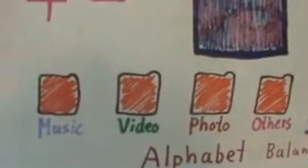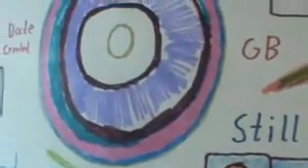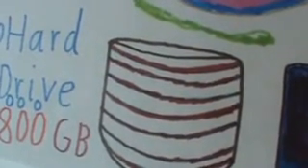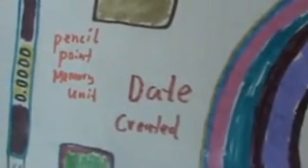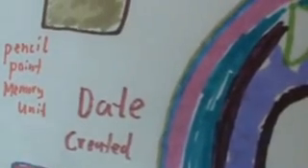But a lot of times the files would seem familiar, like the music, video, and photo, and others. And so far as with the files, you have this part right here I talked about, the CD, along with burning it to the CD, and then still picture, and then along with the hard drive, you got the hard drive, they have 800 gigabytes, and so far as with this disk creation file right here, and then you have the pencil point, so you get the pencil point memory unit, and along with the data created.